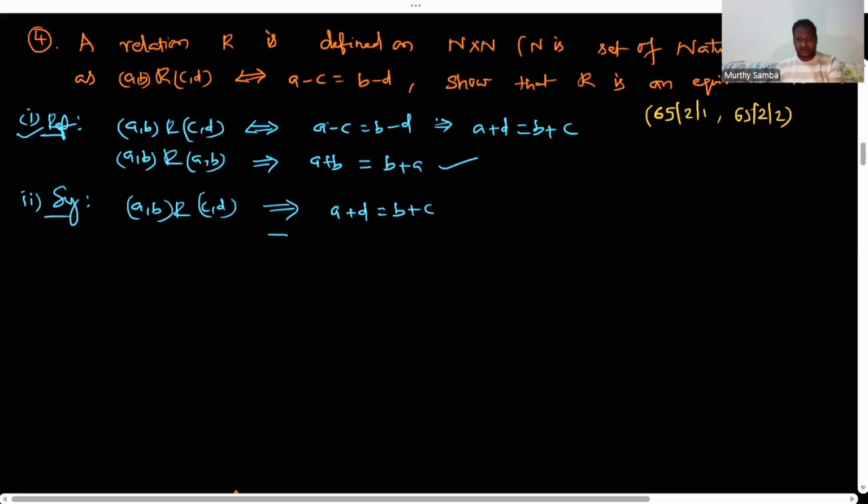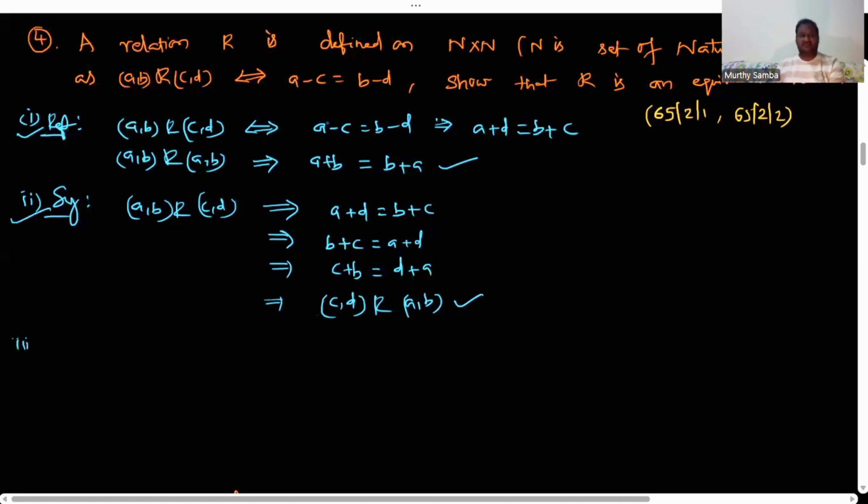For that, if A plus D is equal to B plus C, can I write B plus C is equal to A plus D? Yes, obviously. Then we can write C plus B is equal to D plus A. Now, C plus B is equal to D plus A means, can we say that (C, D) is related to (A, B)? Yes, obviously. Therefore, if (A, B) is related to (C, D), then (C, D) is also related to (A, B). Therefore, it is a symmetric relation.